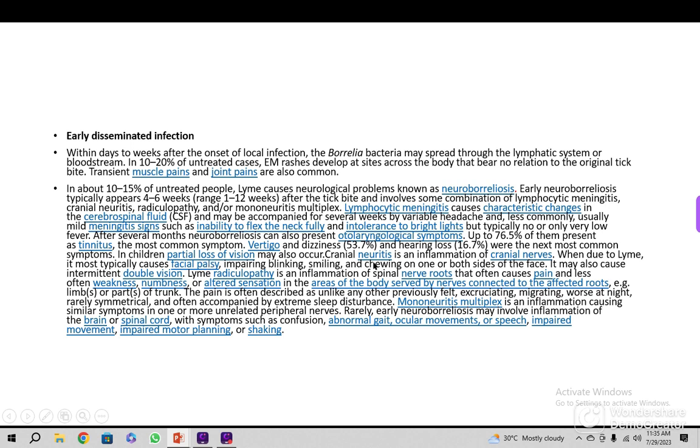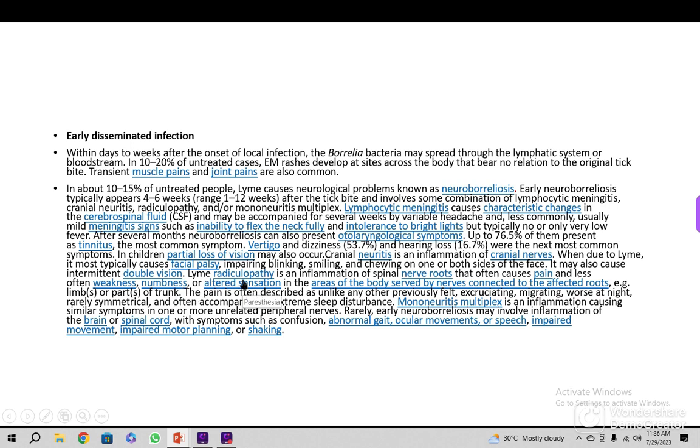Cranial neuritis is an inflammation of the cranial nerves. Only the nerves are involved, that is, the cranial nerves. When due to Lyme, it is mostly the seventh nerve palsy, impairing blinking, smiling and chewing. These are the signs of facial palsy. It may also cause intermittent double vision, diplopia, because of weakness of one of the extraocular muscles.